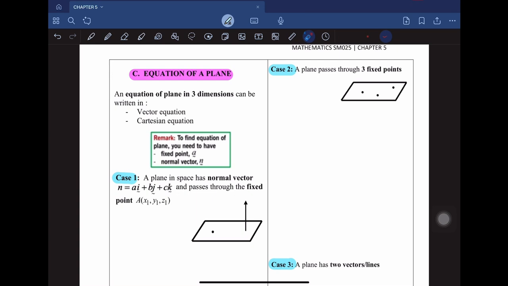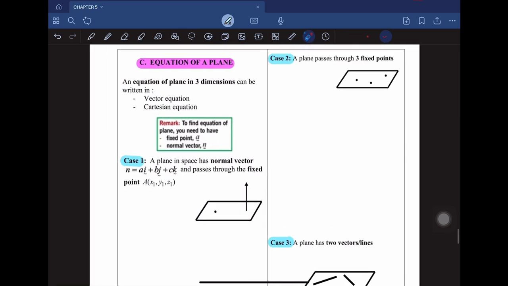Remember that for the equation of a plane, there is a remark over here that you need two things to find it. The first one is a fixed point, any fixed point on the plane, and another one is a normal vector n, any vector that is perpendicular to your plane. I divided the equation of a plane into three cases.